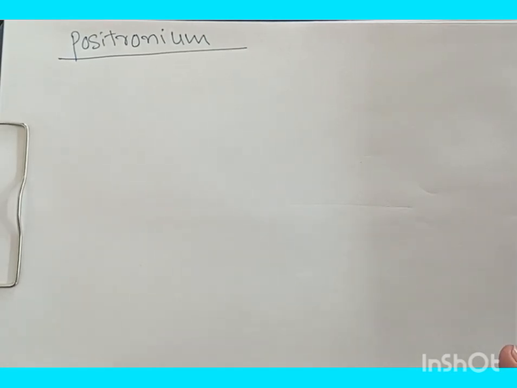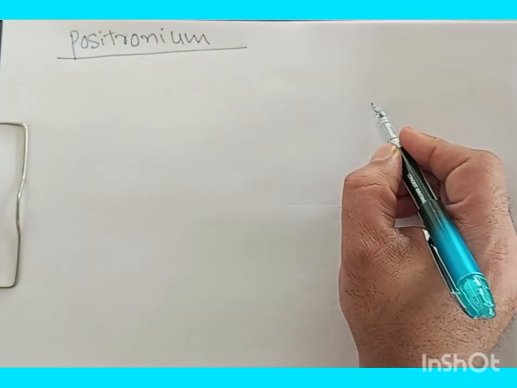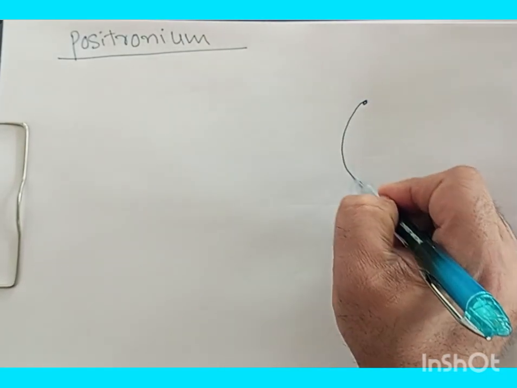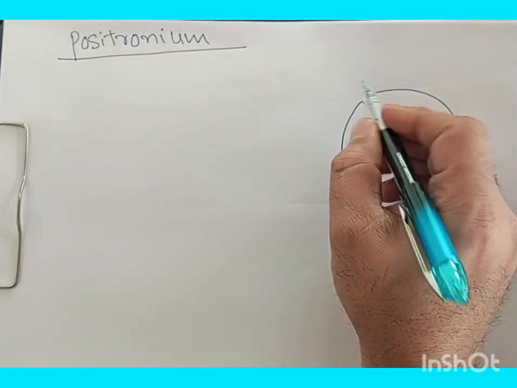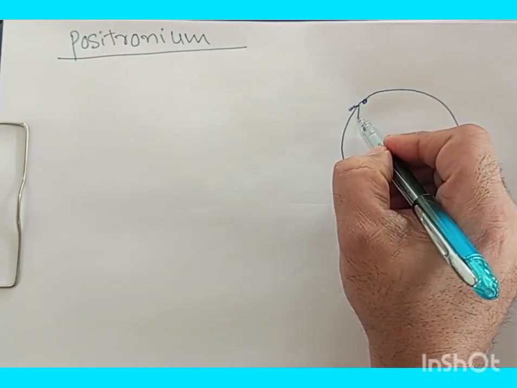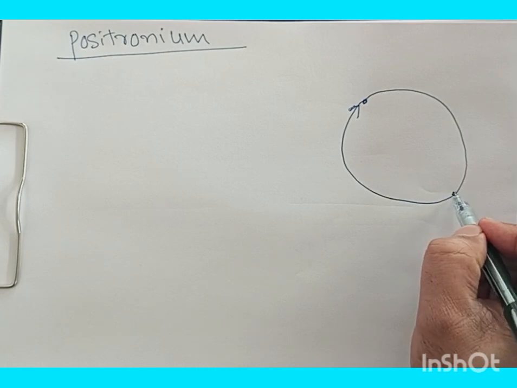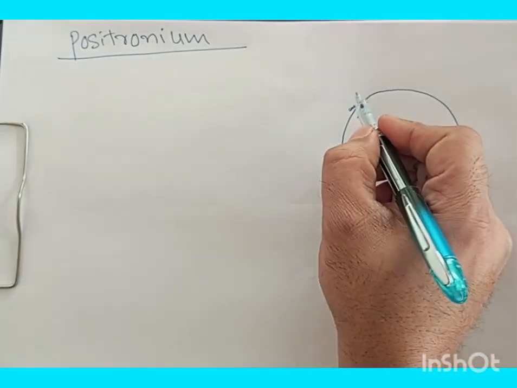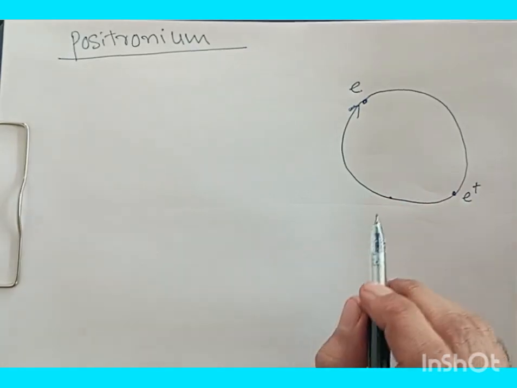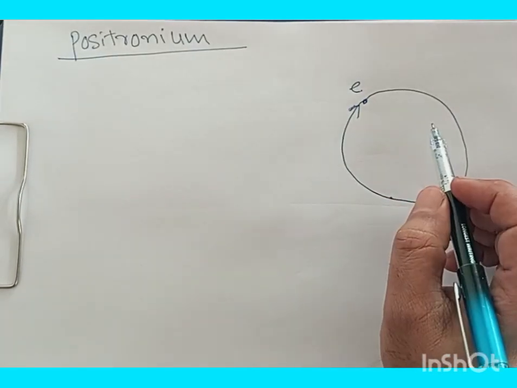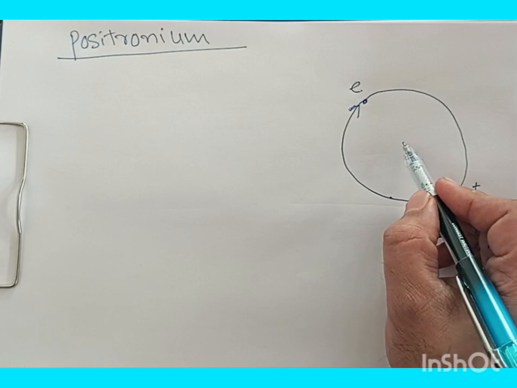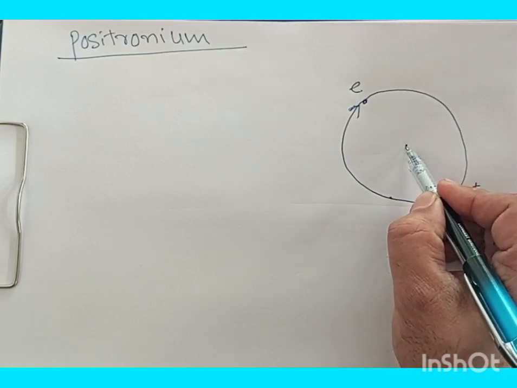Now let's talk about positronium. It may be the lightest hydrogen-like atom. What is this positronium? Basically, it consists of an electron and a positron. So we have a positron and we have an electron, and what they are doing is orbiting about their common center of mass.